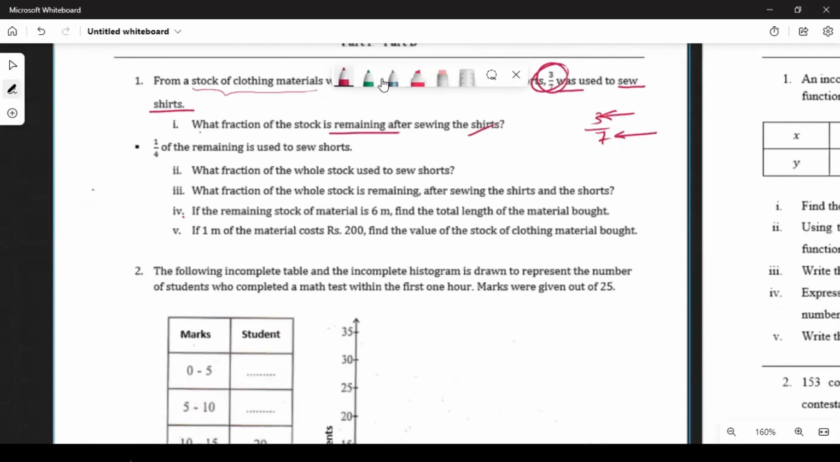Hope you all are clear with that. Shall we move to the next question, guys? What's your opinion? Quickly, respond to me.